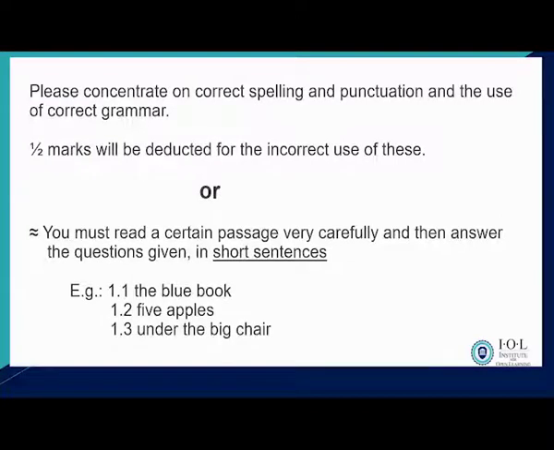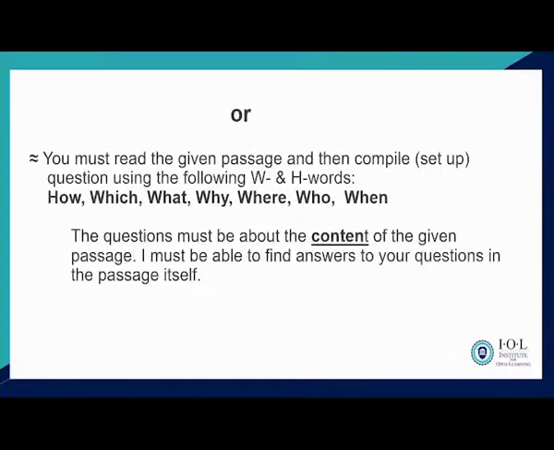Or you must read a certain passage very carefully and then answer the questions given in short sentences. For example, the blue book, 5 apples under the big chair.